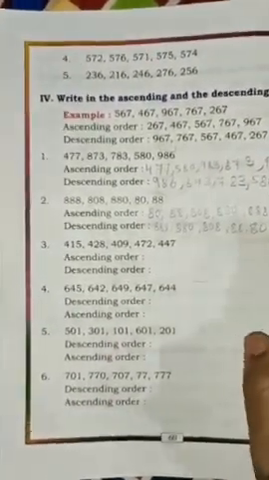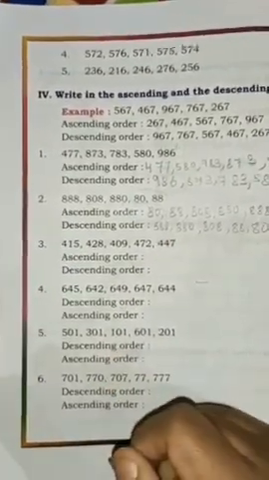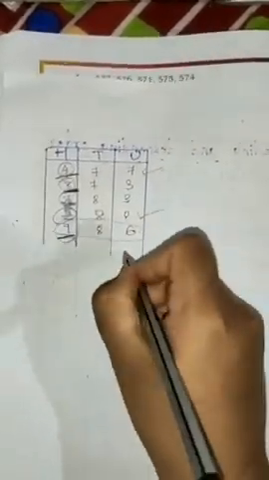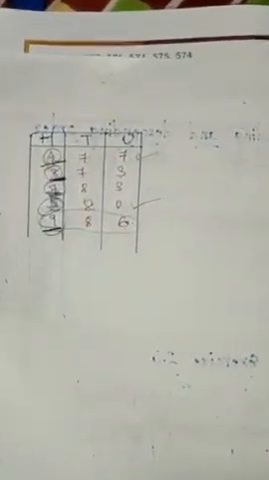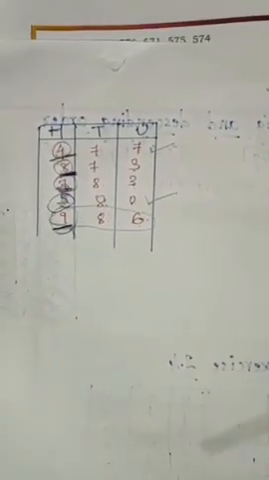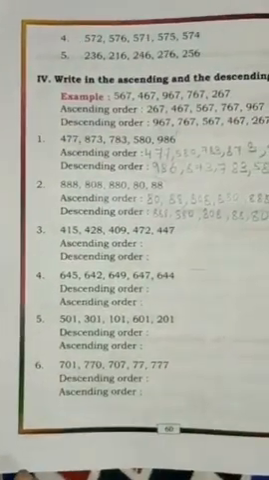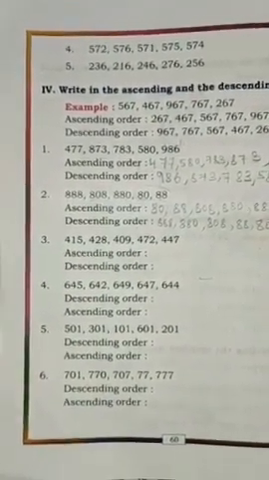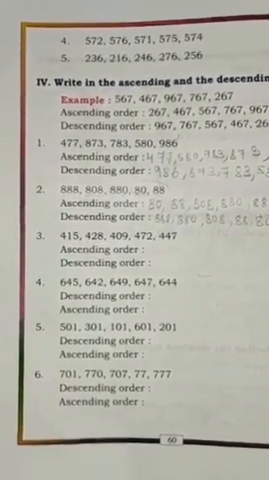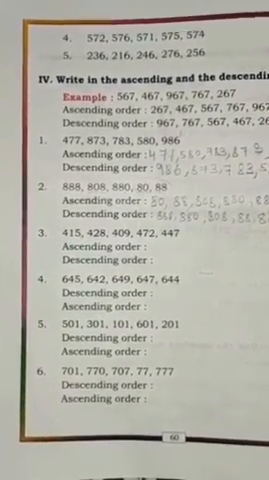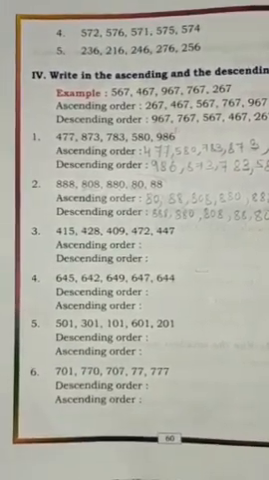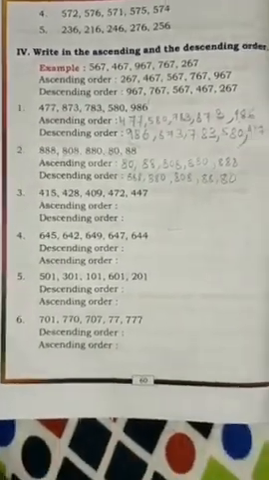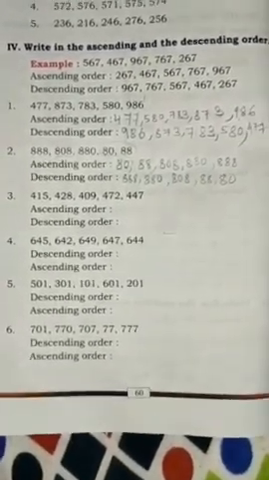Okay. In the same way, you have to do all these remaining sums. If you are not understanding directly, what you have to do is arrange those numbers in the place value table. Then you will come to know which is the biggest and which is the smallest one, and how to write the ascending and the descending order. Ascending order means you have to write the numbers from small to big. Descending means you have to write the numbers from big to small. Okay. Remember this, children. Hope you understood all these concepts very well, children.